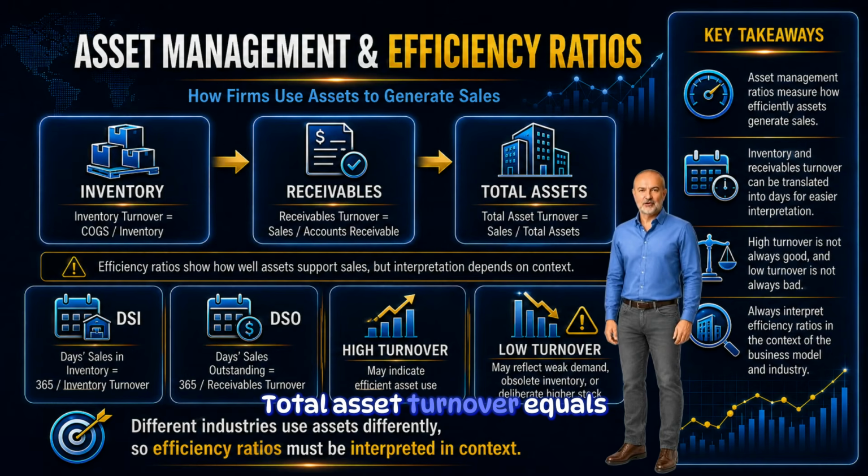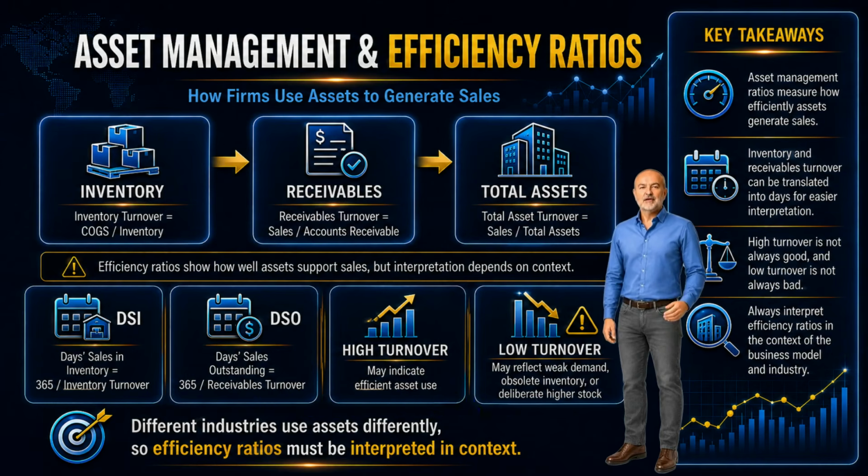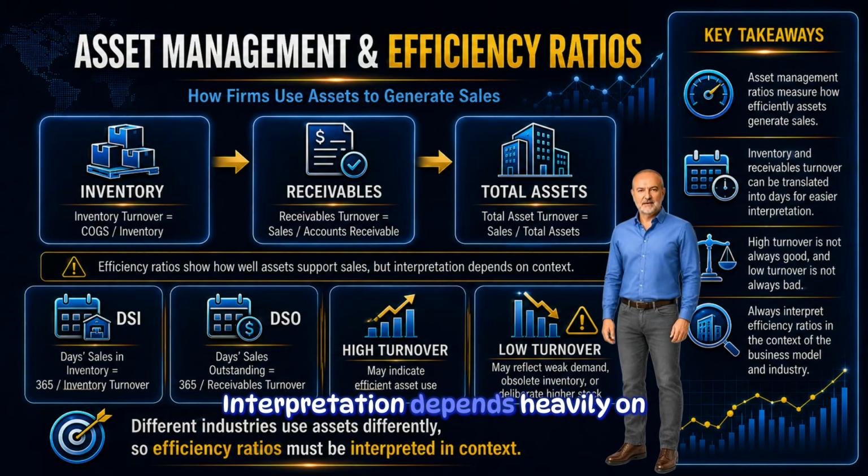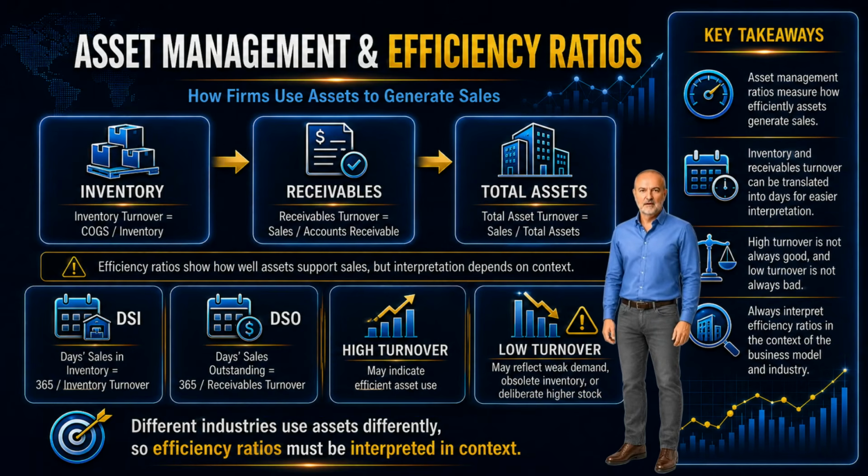Total asset turnover equals sales divided by total assets. It shows how many dollars of sales are generated for each dollar of assets. Interpretation depends heavily on the business model. High inventory turnover may mean efficiency, but it may also mean inventory shortages.